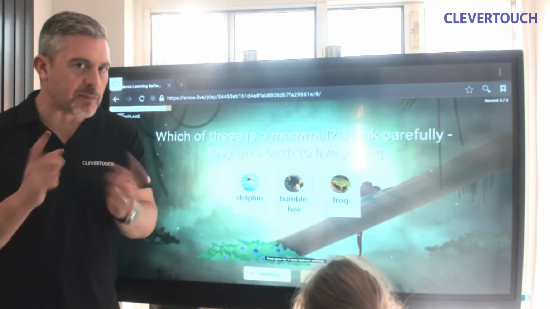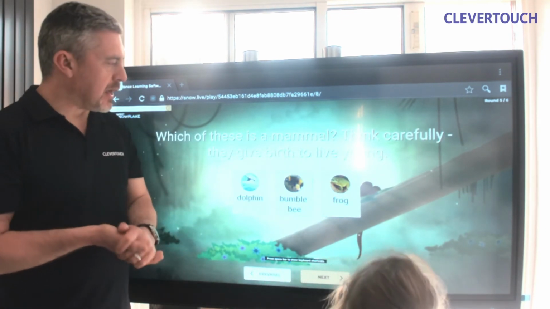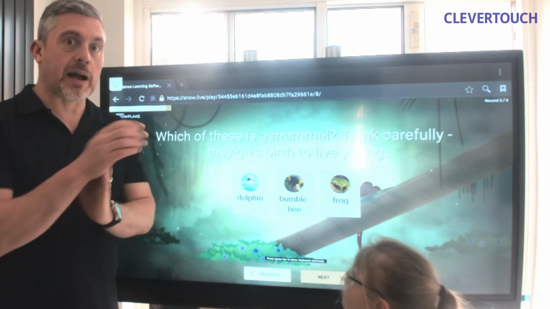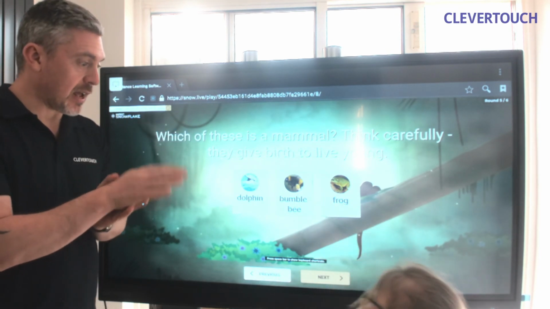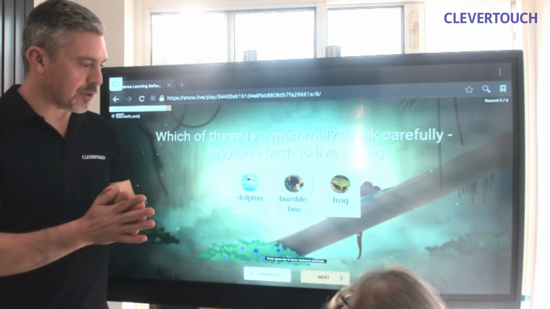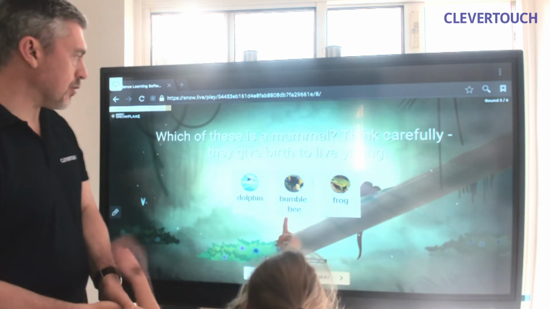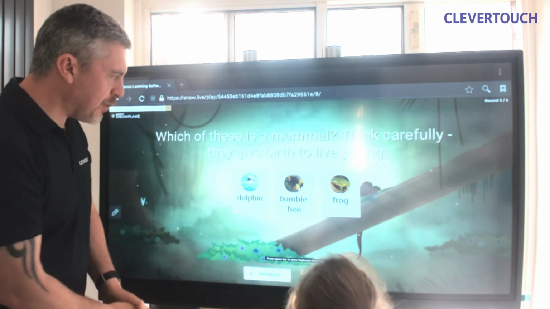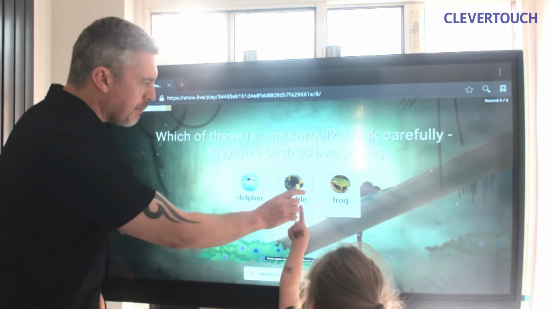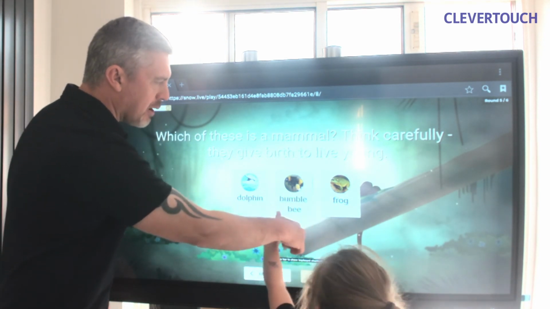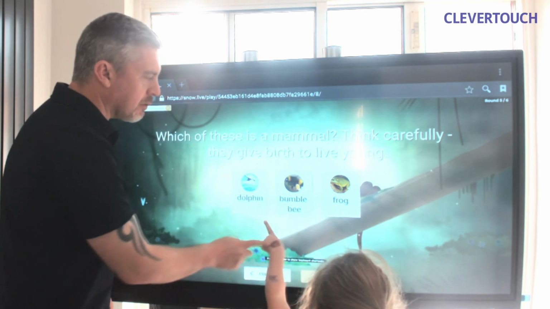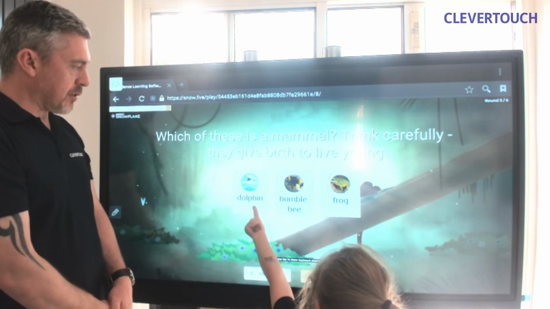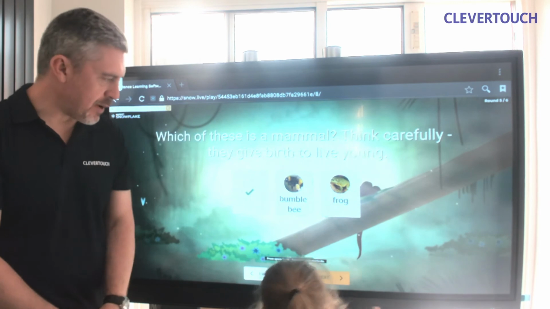Eels and snakes can be tricky, but remember the snakes can come out onto the land and eels can't. There are some snakes that live in water though. Which of these is a mammal, Tallulah? They give birth to live young. Dolphin, bumblebee, or a frog? Dolphin, that's right, they give birth to live young.